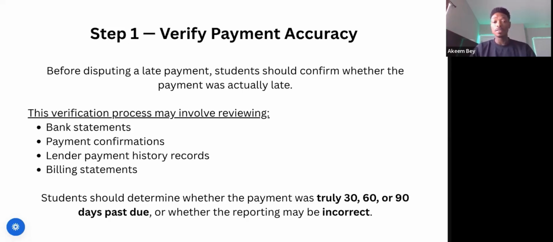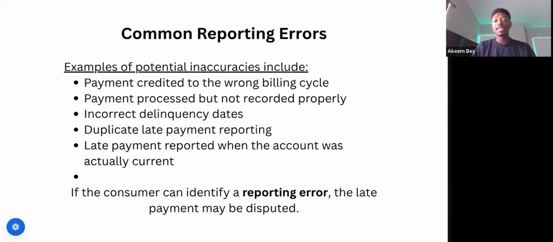You should determine whether the payment was truly 30, 60, or 90 days past due, or whether the reporting may be incorrect. So again, you could pull your credit report, see how they're reporting between the bureaus, but you also want to make sure that you were actually 30, 60, or 90 days past due. Because if you paid 29 days after your due date, then technically, by law, you weren't 30 days late. And some lenders will mark you 30 days late, even if you paid after your due date. So you want to make sure that that's in good standing.